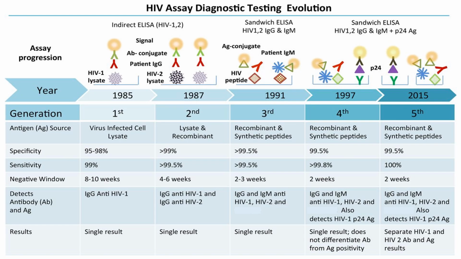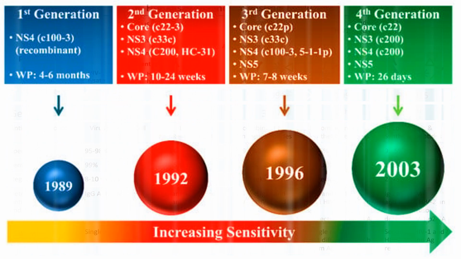Similarly, in the case of HCV, it started in 1989, and in 2003 we have the fourth generation of the ELISA in HCV, and now we can detect core, NS3, NS4, NS5, and the window period decreased from 4 to 6 months to 26 days.